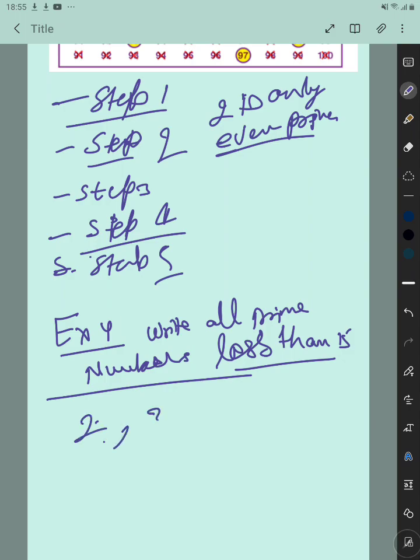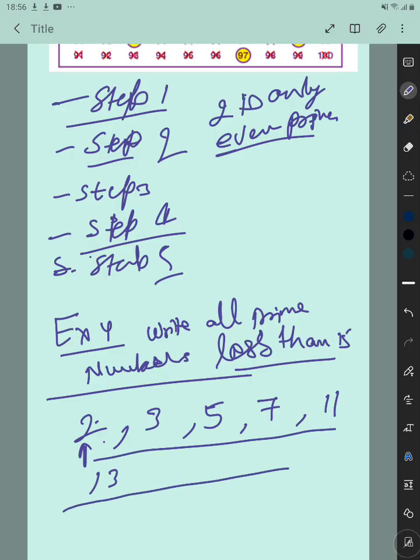Okay, then 3. Only 2 is an even number, so after 2 you need not see any even numbers. Then 5, then 7. The next odd number is 9, but 9 is not a prime number, that is a composite number. So we leave it, we'll go to 11. 11 is a prime number. Then 13. So these are the prime numbers that are less than 15.